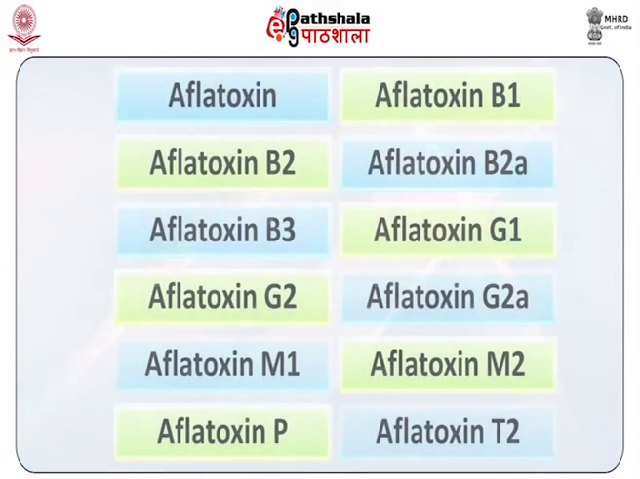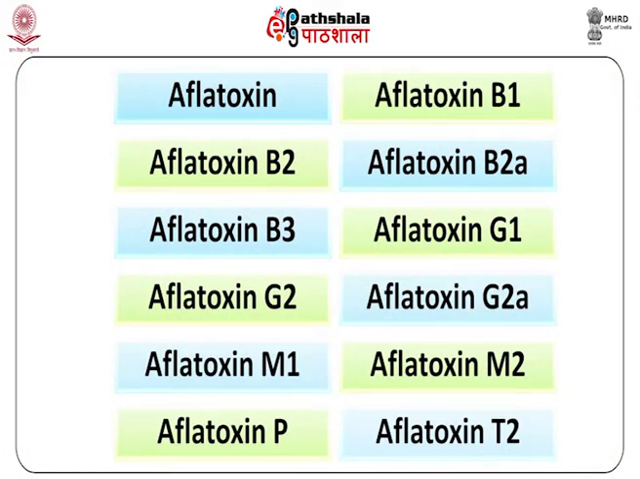They are composed of highly substituted coumarin compounds that contain a fused dihydrofuran configuration. A dozen or more of these compounds have been identified. Starting with the first, we have aflatoxin B1, aflatoxin B2, aflatoxin B2A, aflatoxin B3, aflatoxin G1, aflatoxin G2, aflatoxin G2A, aflatoxin M1, aflatoxin M2, aflatoxin P and aflatoxin T2.